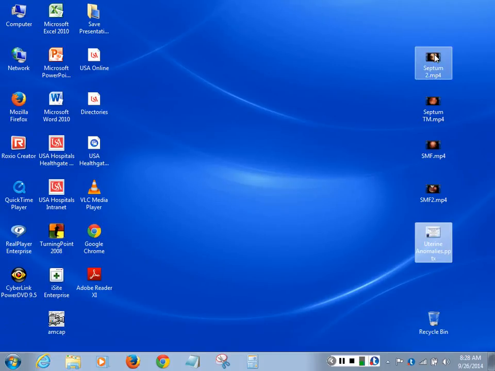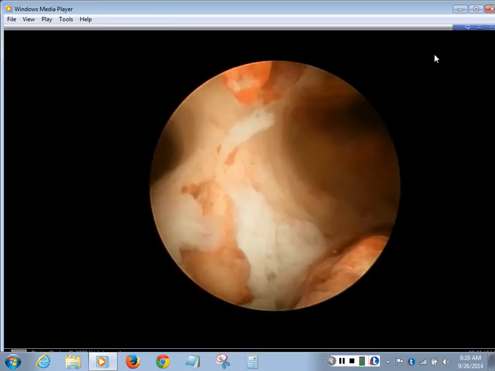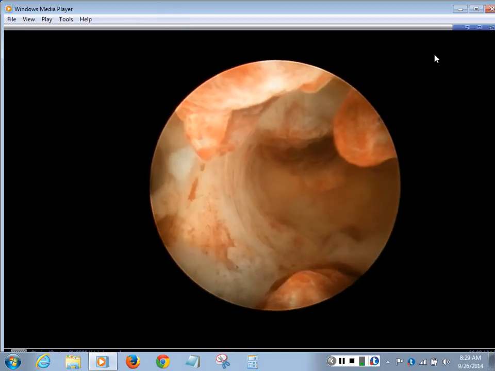So I want to show you, I mean, I'm done with the lecture. I want to show you some cases that we have done. So this is the first case. This is a septum. So this is operative hysteroscopic.